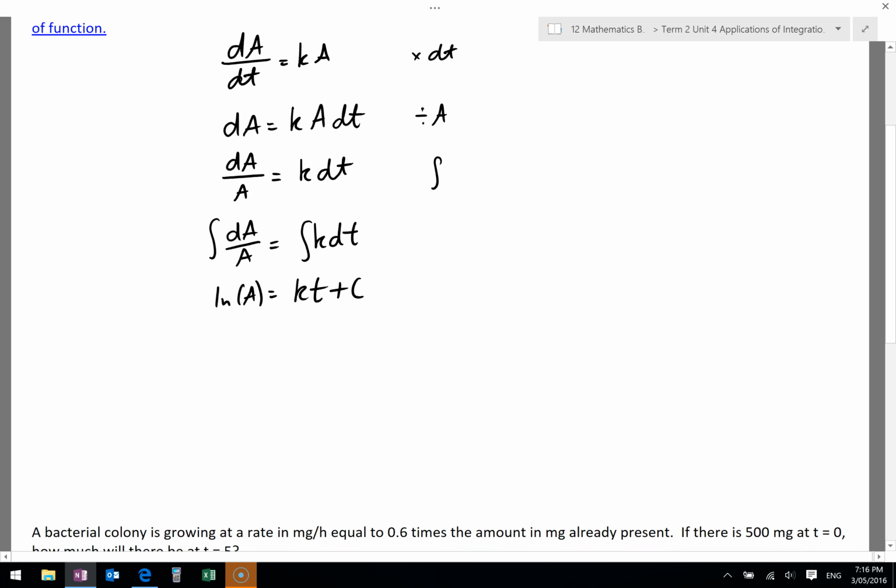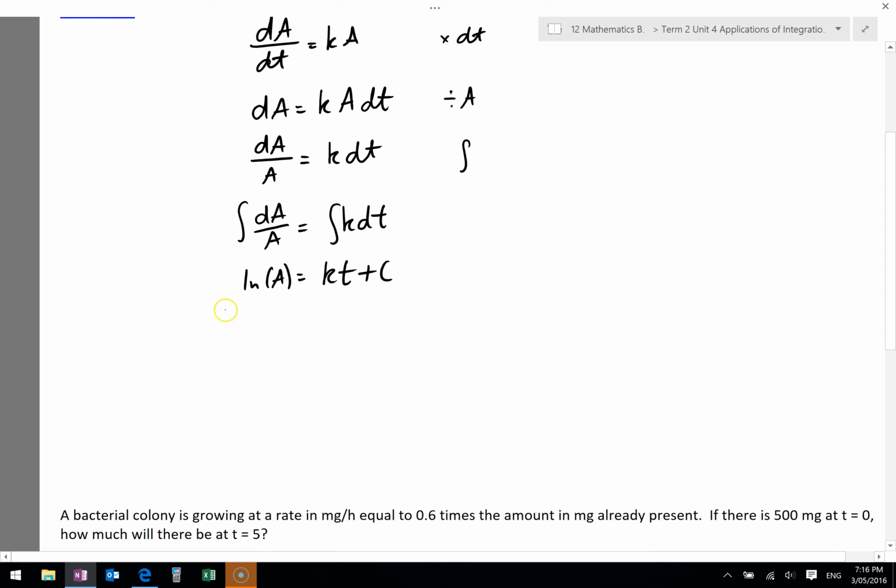Now I want to get A by itself. Recall that natural log is log base e. I should be able to convert this now into an index statement. So A equals e to the power kt plus c. Yeah, this plus c is going to be problematic. I'll use the reverse of index laws. This addition in the powers would have come from two things with base e multiplied by each other with those two powers.